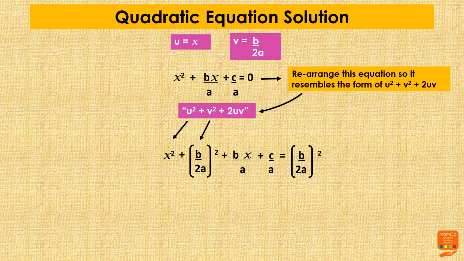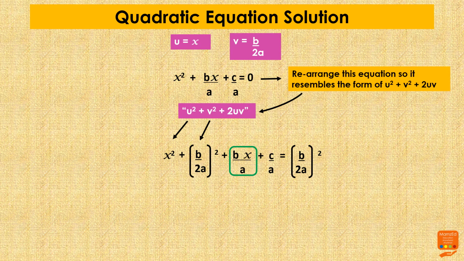So now we have u squared plus v squared in our quadratic equation. But what about 2uv? Do we have 2uv in our quadratic equation? Well, if you look closely, I think we do have 2uv in our quadratic equation. This term bx over a is actually 2uv. How? Let's find out.